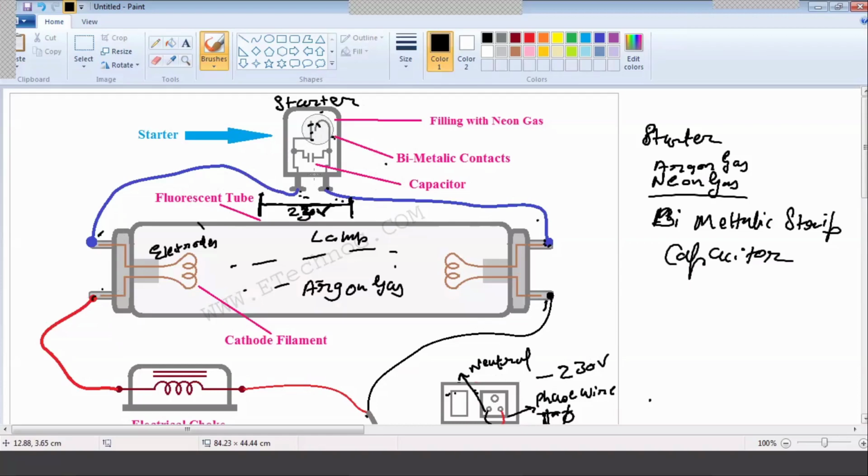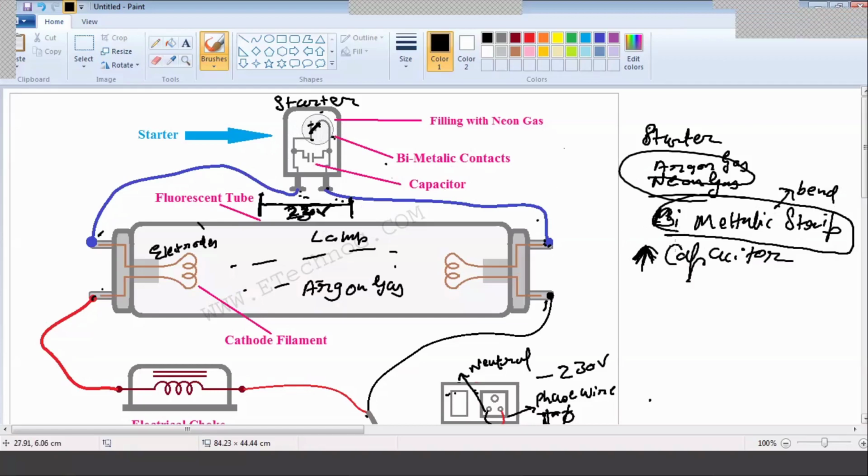So due to this 230 volts, what will happen? Inside this starter we also have this argon or neon gas. So that will be ionized, right? And the temperature will increase. If the temperature increases, there is a bimetallic strip which will bend, and it will close the contacts, the bimetallic contacts. Understood? Yes, ma'am. And one flash will also occur here due to this gas, right?